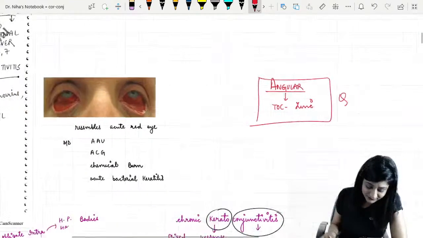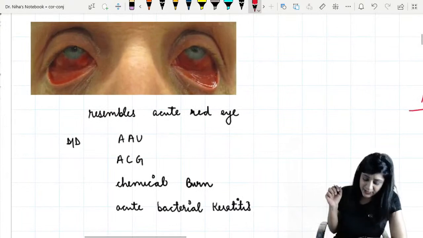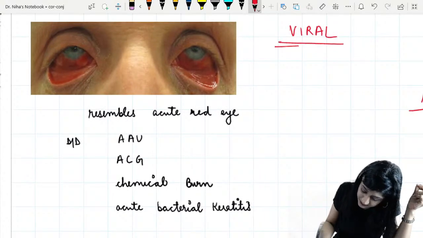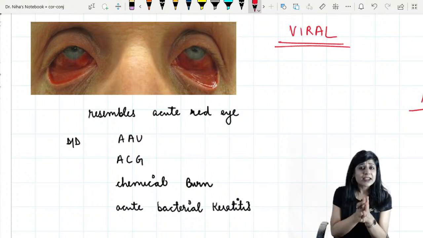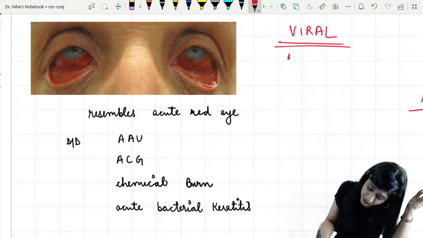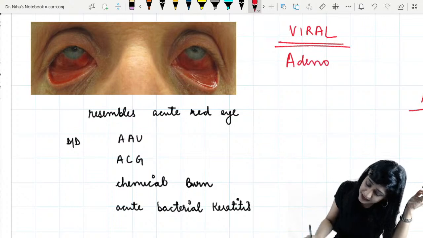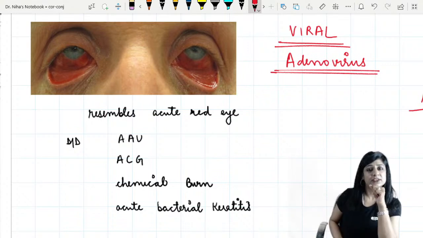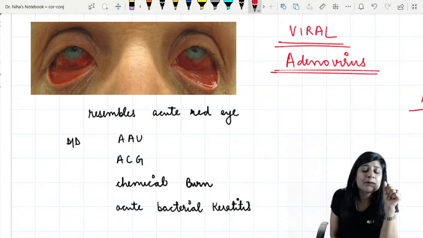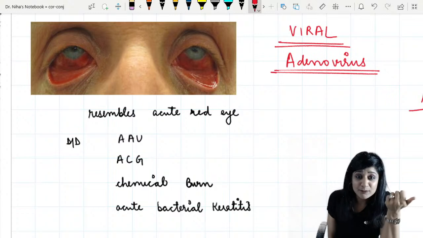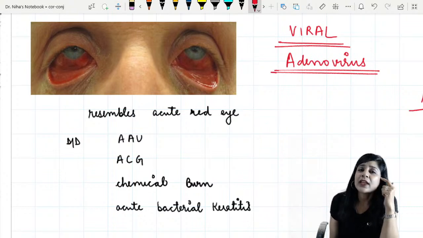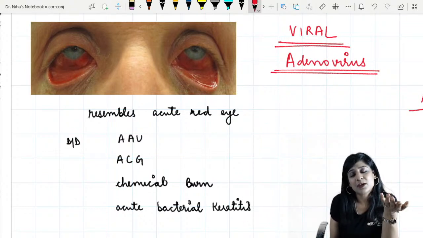Okay, now see this. Whenever I talk about the viral conjunctivitis, the first important virus that is in our mind is the adenovirus. Like in bacteria the hero is Staph aureus, who is the hero of viruses? It is the adenovirus.